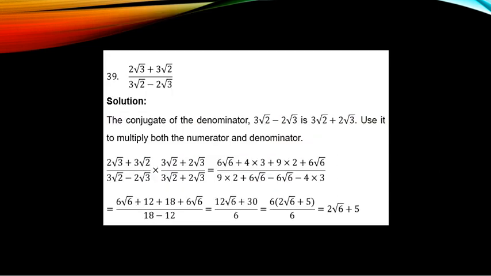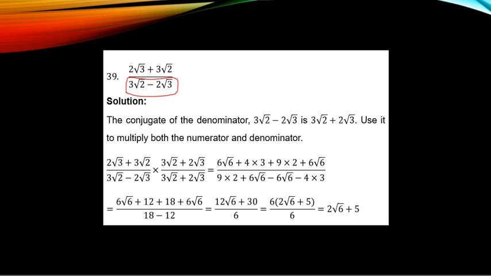Example 39. You have 2 root 3 plus 3 root 2 over 3 root 2 minus 2 root 3. Our emphasis is on the denominator. So you must use its conjugate to multiply both numerator and denominator in order to rationalize the denominator.